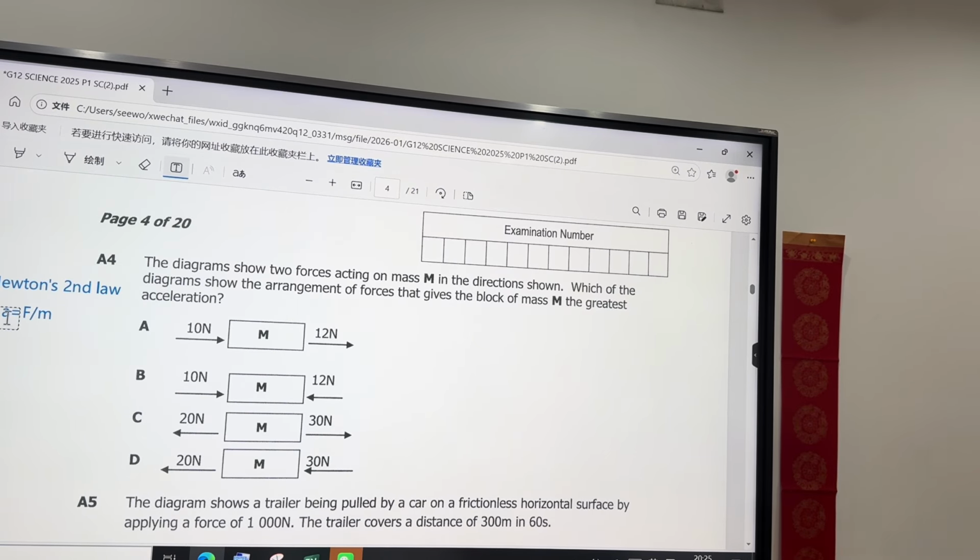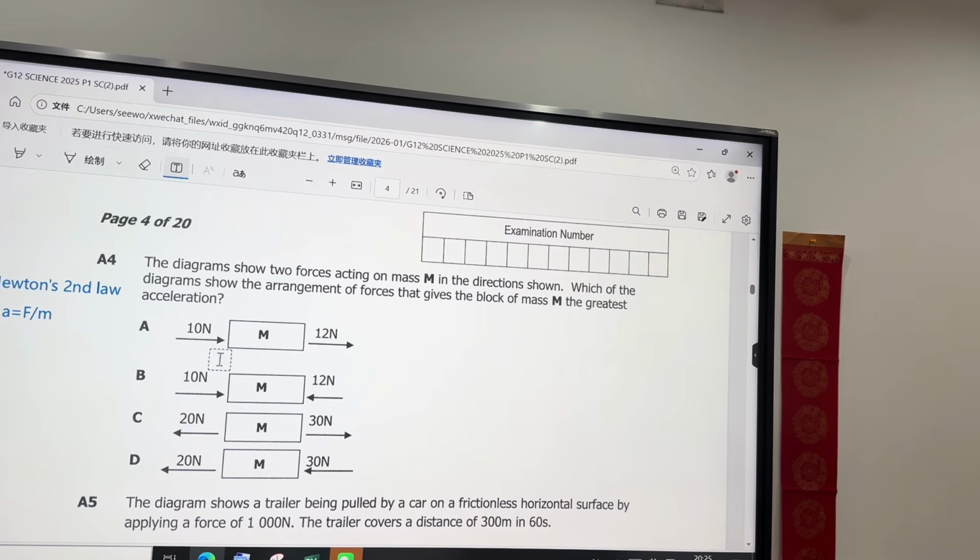So you can see that acceleration is proportional to the net force, but inversely proportional to the mass of the body. What we mean here is that every time we increase the net force, we are going to increase the acceleration. If we reduce the force, we reduce the acceleration. But if we increase the mass, we're going to reduce the acceleration. That is what we mean.